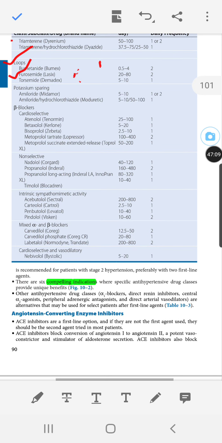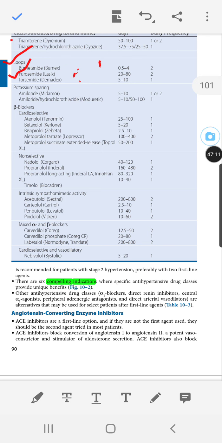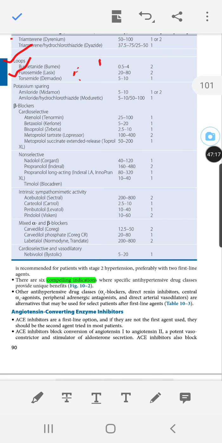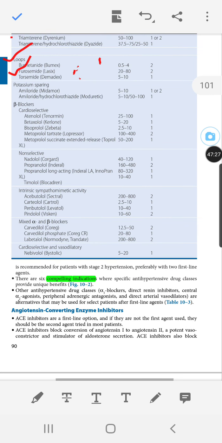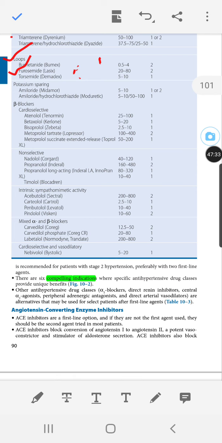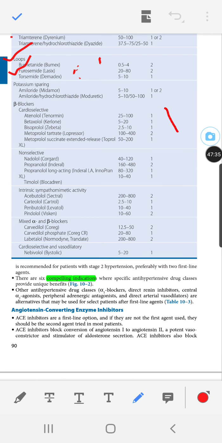Beta blockers are of two types: cardioselective and non-selective. Cardioselective means they act specifically on a single receptor, and non-selective means they can act on both beta 1 and beta 2. So cardioselective means atenolol that acts on beta 1, atenolol, betaxolol, bisoprolol, metoprolol. For the beta blockers you should know the ending name is lol. If the name ends in lol, then it is called a beta blocker. Lol is the recognition point for the beta blocker.